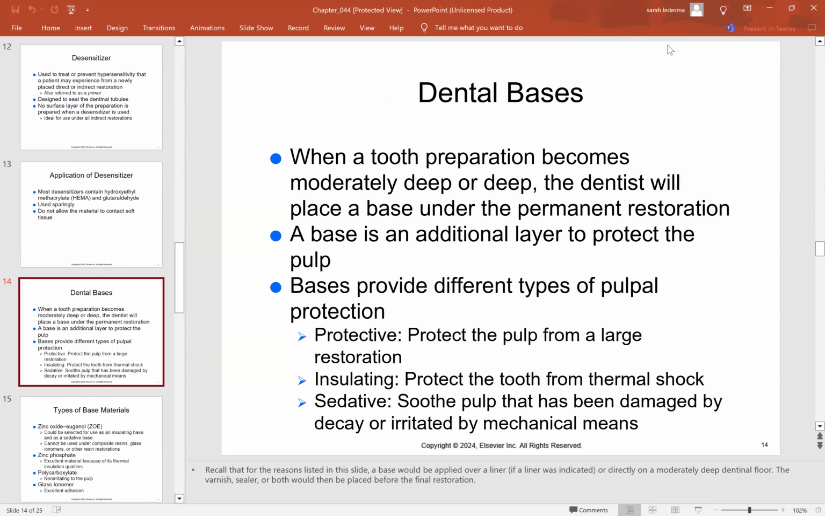Next, we speak on dental bases. So when a tooth preparation becomes moderately deep or deep, referring to the pulp, the dentist may place a base under a permanent restoration. This is going to be like an additional layer to protect the pulp from those stimuli that we spoke about earlier. So the base is going to provide different types of pulpal protection, ranging from just protecting from a large restoration, from thermal shock, and then they may also have a sedative effect, soothing the pulp that has already been damaged by decay or irritated by mechanical means with the handpiece.